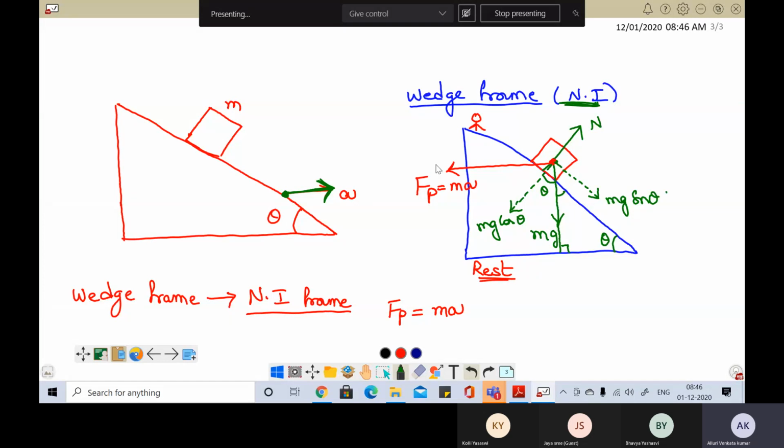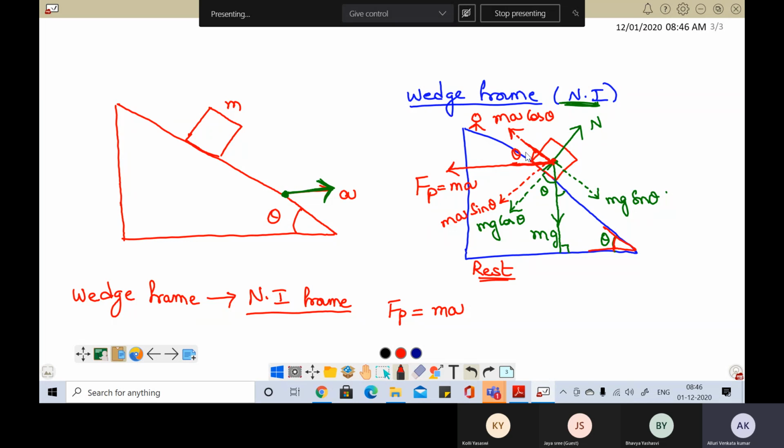Next, resolve ma. If you resolve it into two components, one will be on this side, one on this side. Here this is horizontal and this is the inclined plane, so the angle between them is theta. Similarly, this is horizontal and this component is like this, so this angle is theta. So this component is ma cos theta, and this component will be ma sin theta. Correct?